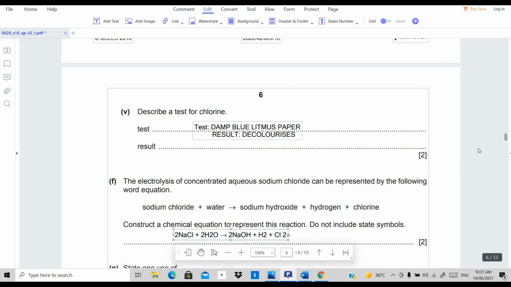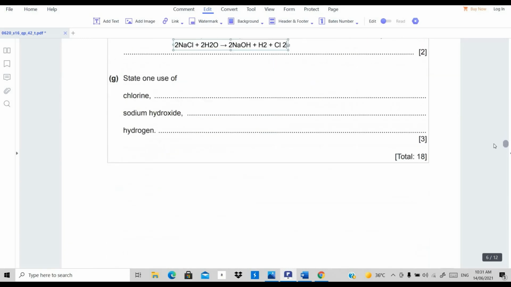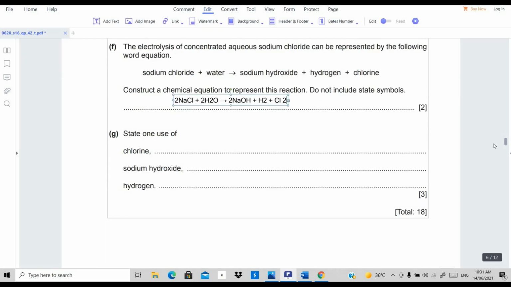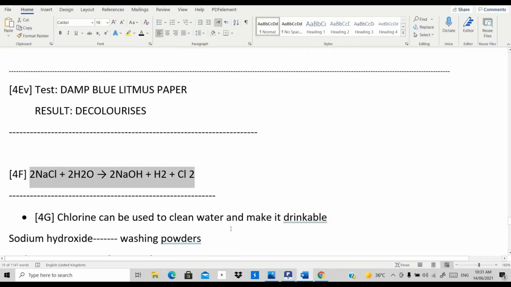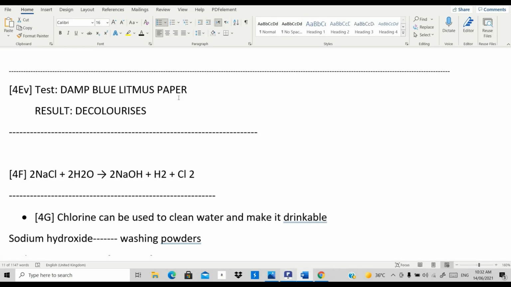Yeah, great. Then with the F part, the G part. State one use of chlorine, sodium hydroxide, and hydrogen. Okay, so you need to be familiar with these. Actually, chlorine has a common use. I'm hearing from grade 6 that chlorine is used to treat water, to remove impurities. It is used to clean water and make it drinkable. So this is the answer you can write here.